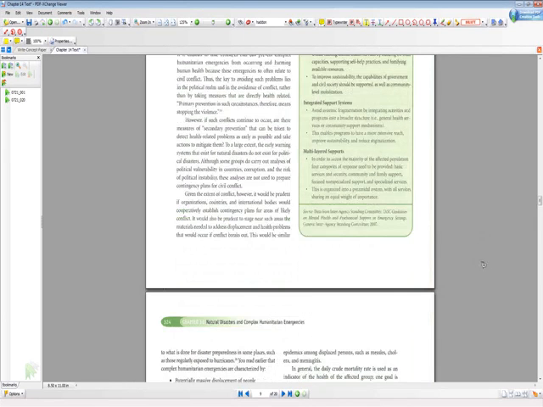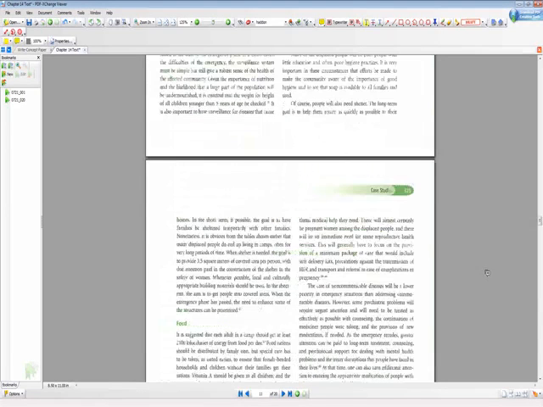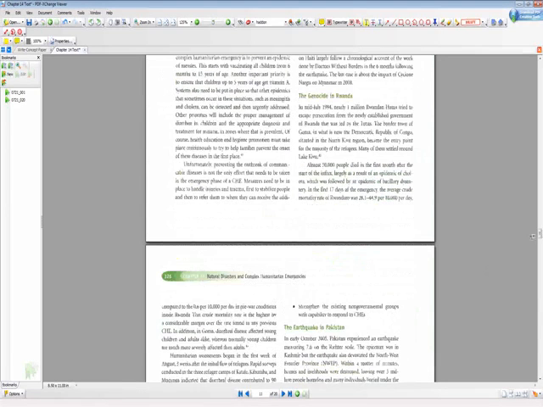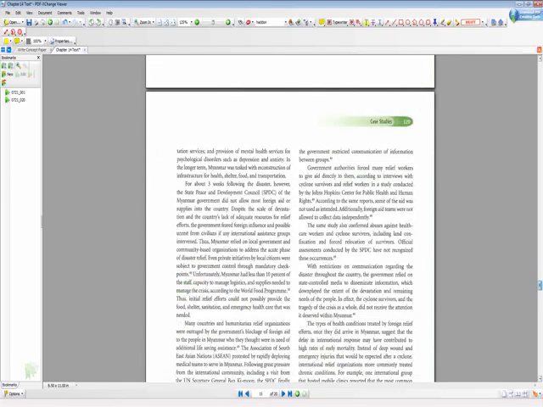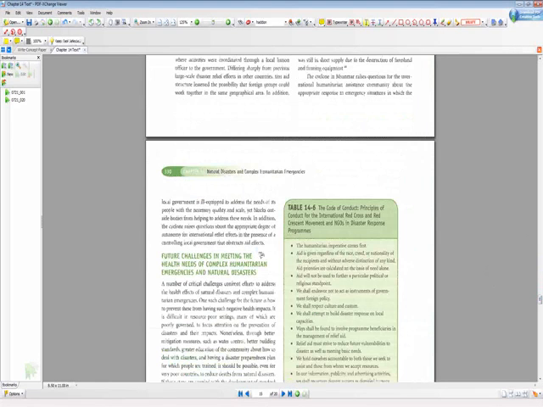And then lastly, you will move into the section on future challenges after you read about specific case studies. So here we want to look at the future challenges.